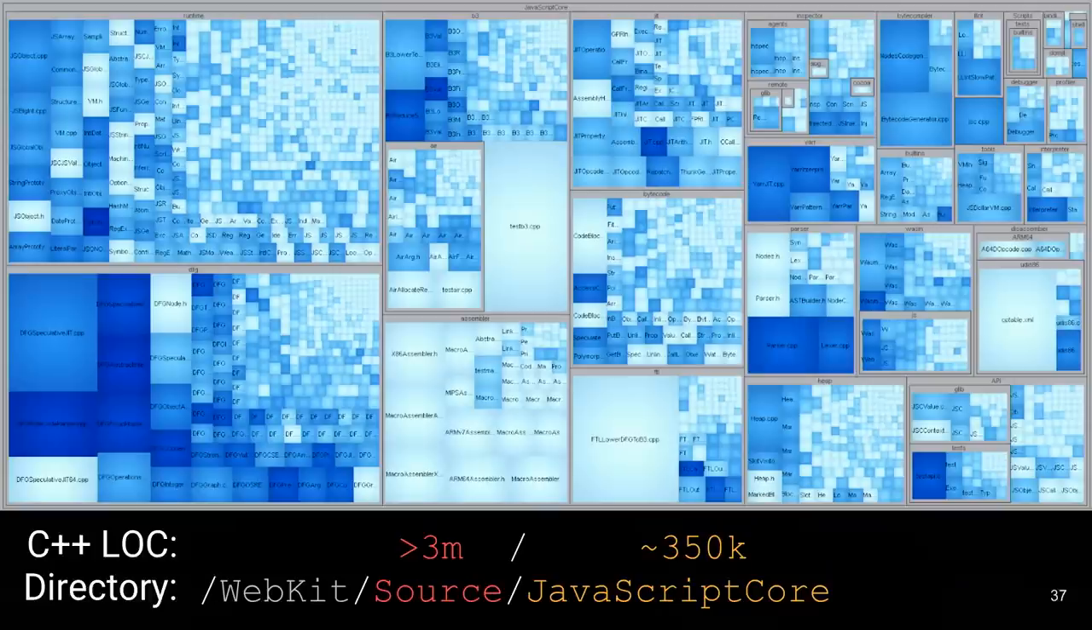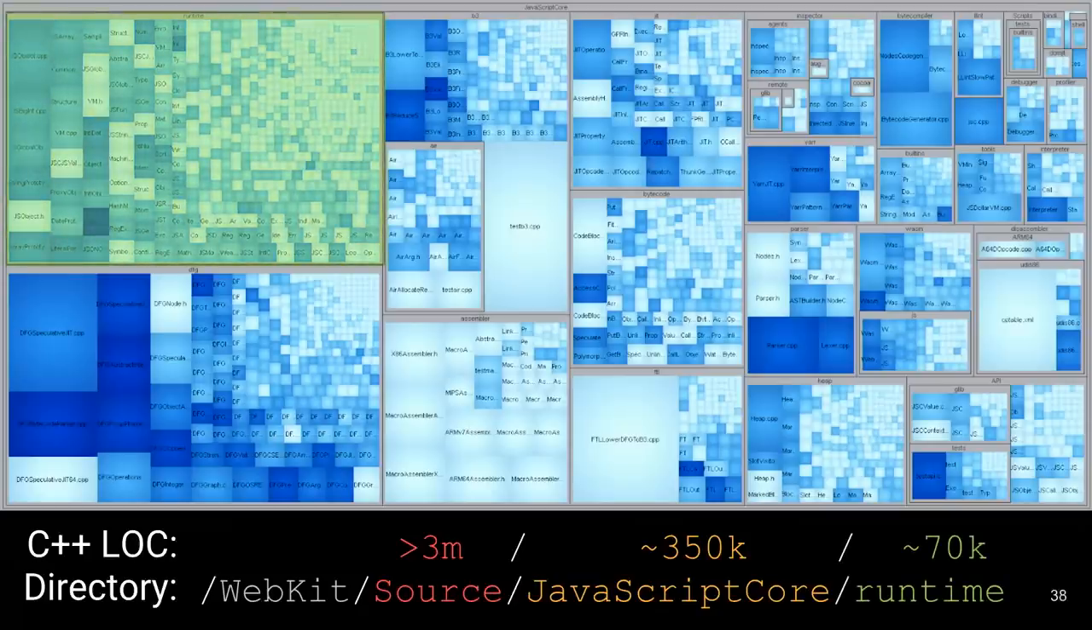Let's try to reduce our scope. So we reduced our scope from 3 million down to 350,000 lines of code. Here we'll zoom into that orange. So now we're looking at the JavaScript directory, specifically the JavaScript core directory. This is a JavaScript engine within WebKit, as used by Safari on macOS.